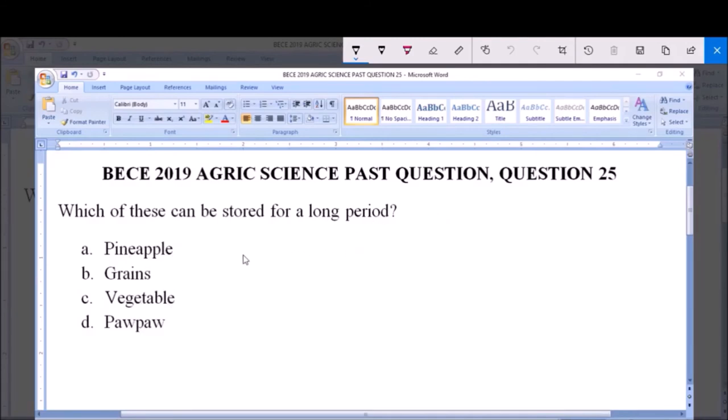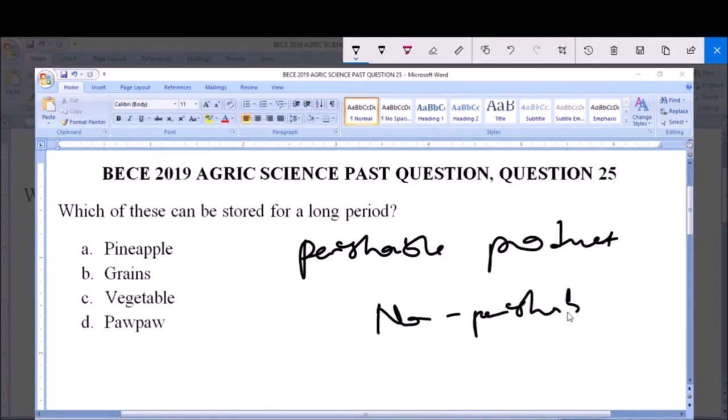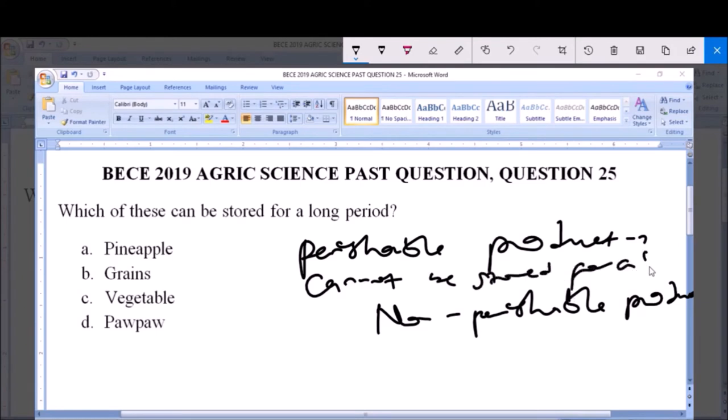Now we have to understand that some agricultural products can be stored for a longer period and some can be stored for only a short period, that is, some days. Those that can only be stored for days are referred to as perishable products, while those that can be stored for a long period are non-perishable agricultural products. Perishable agricultural products cannot be stored for a long time.